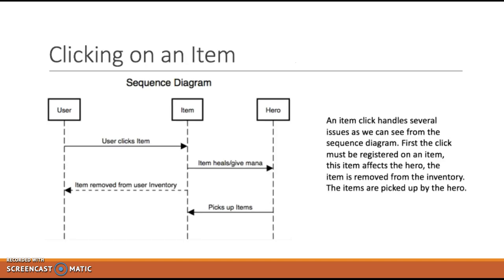So I made a sequence diagram showing what happens with an item. A user will click on an item in the inventory. The item will affect the hero in some way, gives health or mana. The item returns to the user as removed from the inventory system, and the hero can pick up more items.